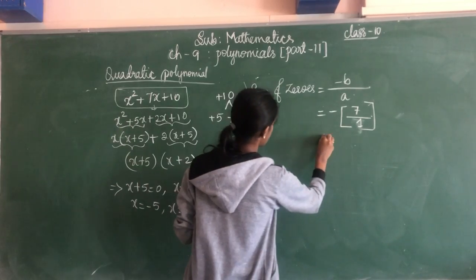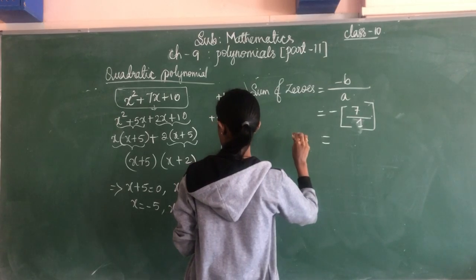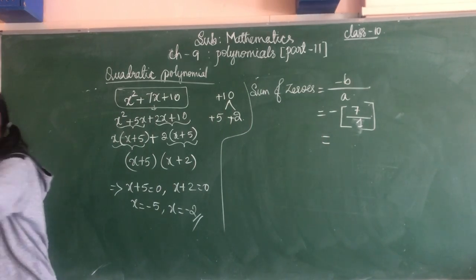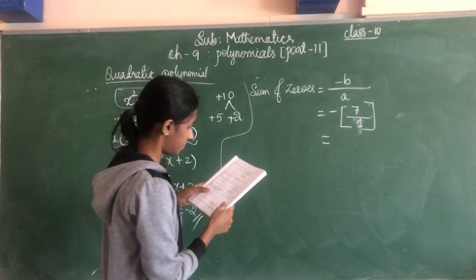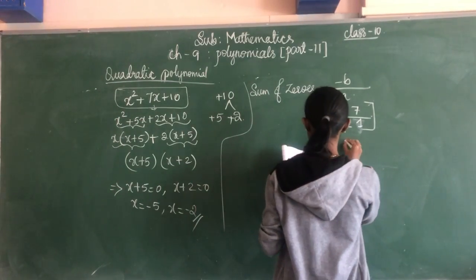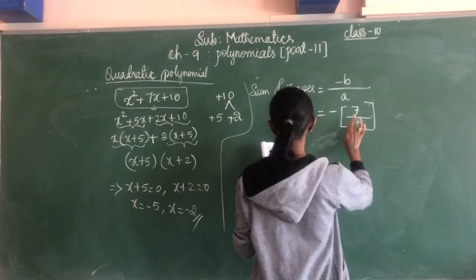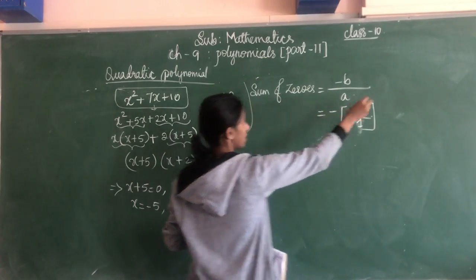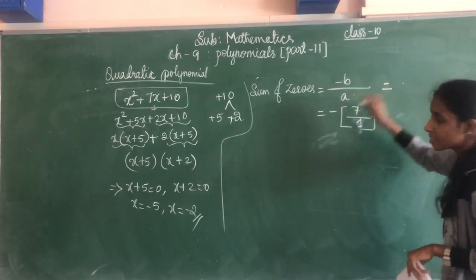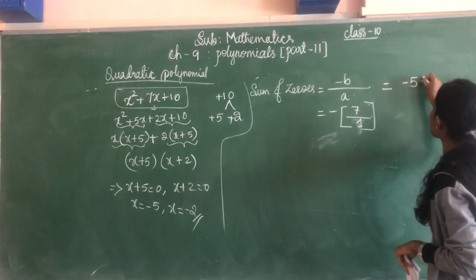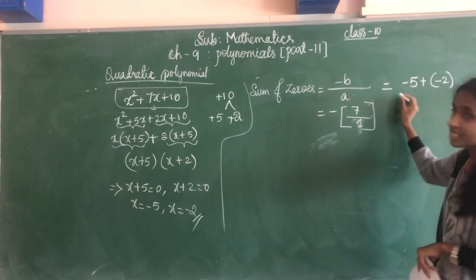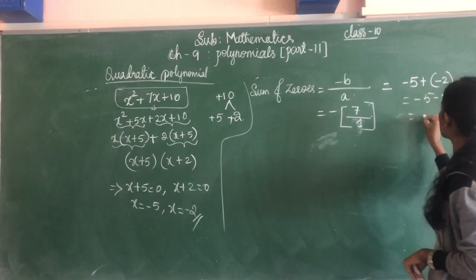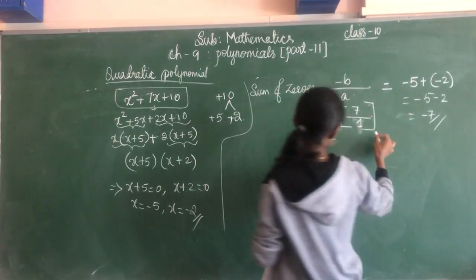So it is minus 7. Yeah, it is minus 7 by 1. Sum of the zeros is nothing but, what is zeros? It is minus 5 plus of minus 2. Sum is addition. Minus 5 plus of minus 2 is minus 7. Did you get the same value?